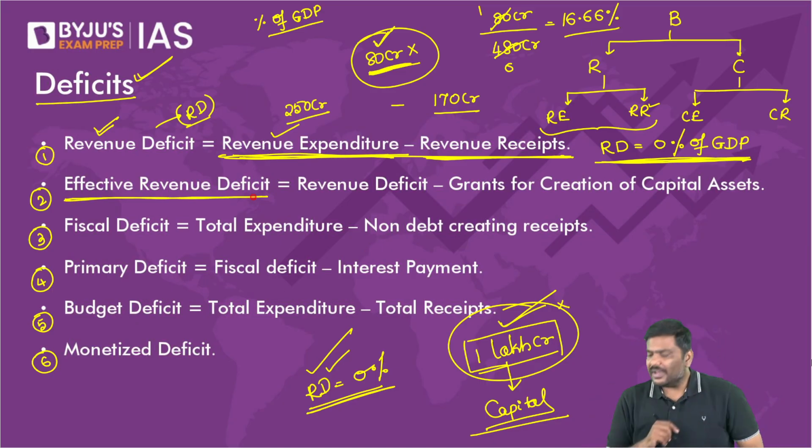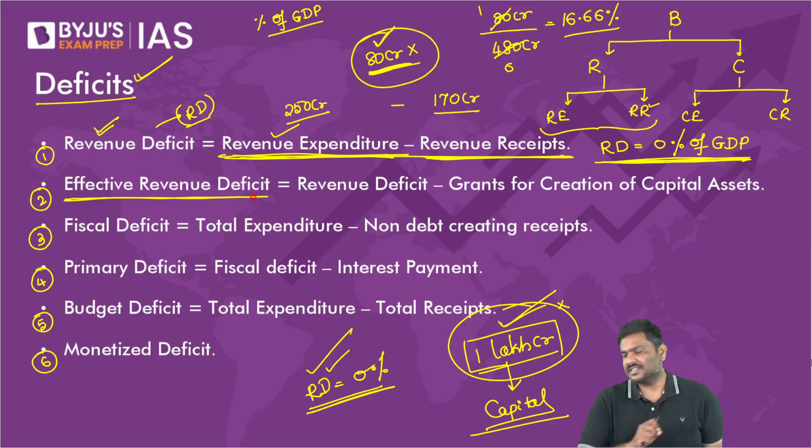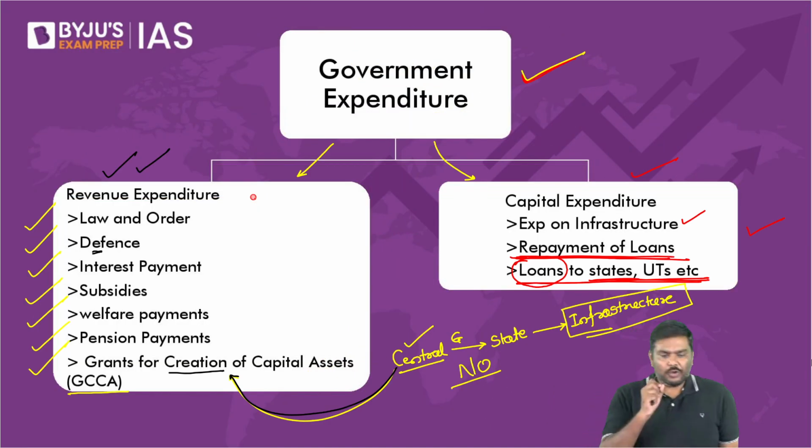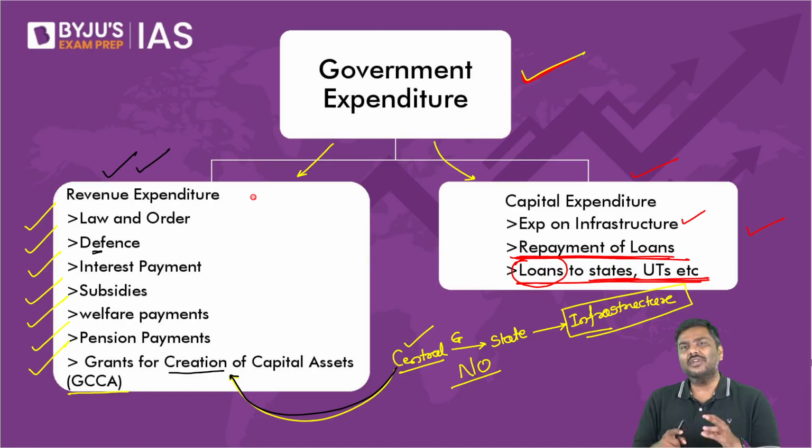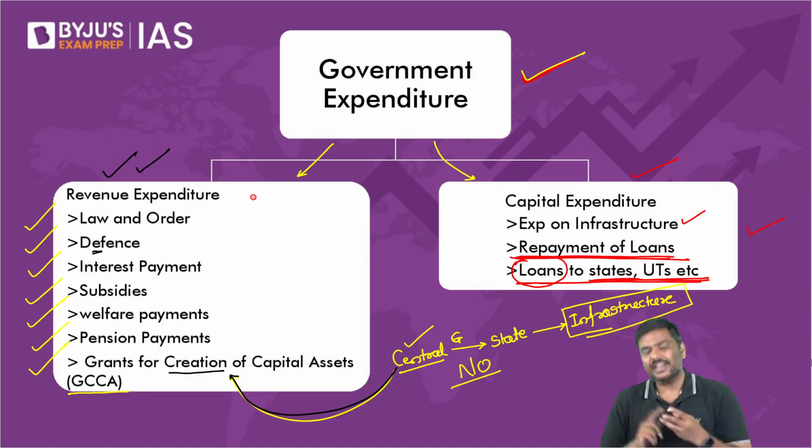If you look at revenue expenditure, there is one concern. What is the concern? Please have a look at it again. No doubt, under the revenue head, government will not increase its assets, but there is also a point of grants for creation of capital asset, which will ultimately lead to creation of asset.